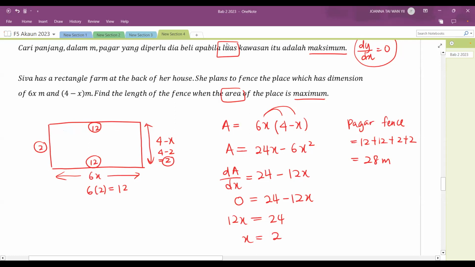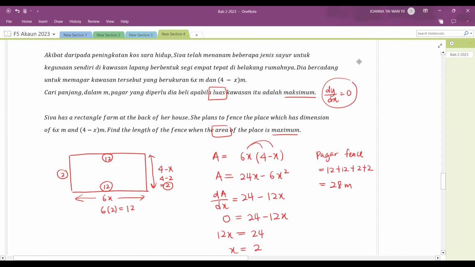Okay, then, ada soalan? You may screenshot the question first. I zoom up for you. Kamu boleh screenshot dulu. Sudah.